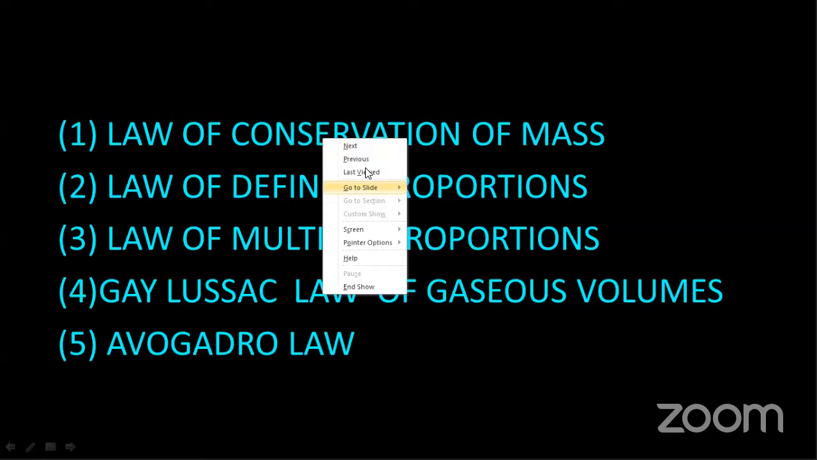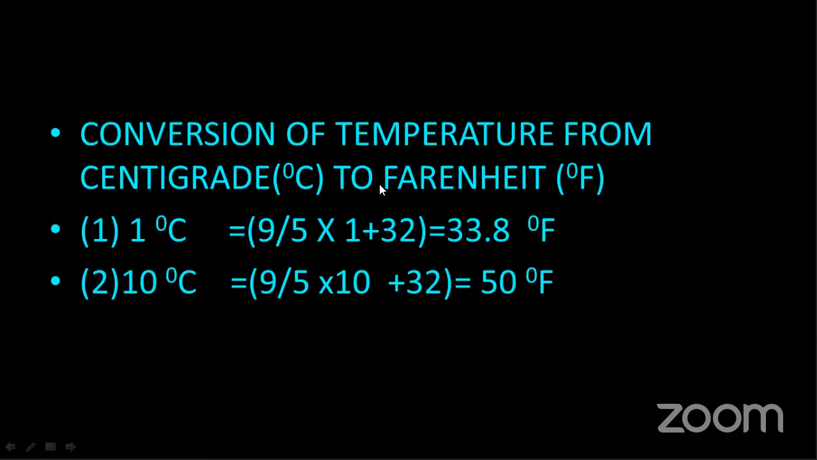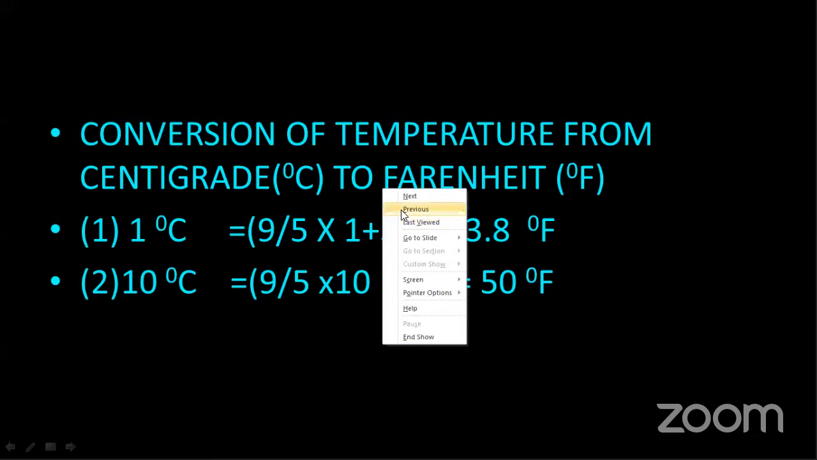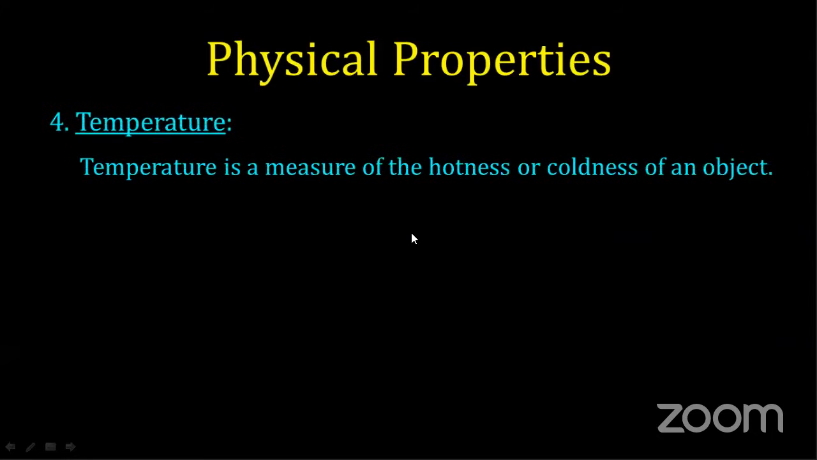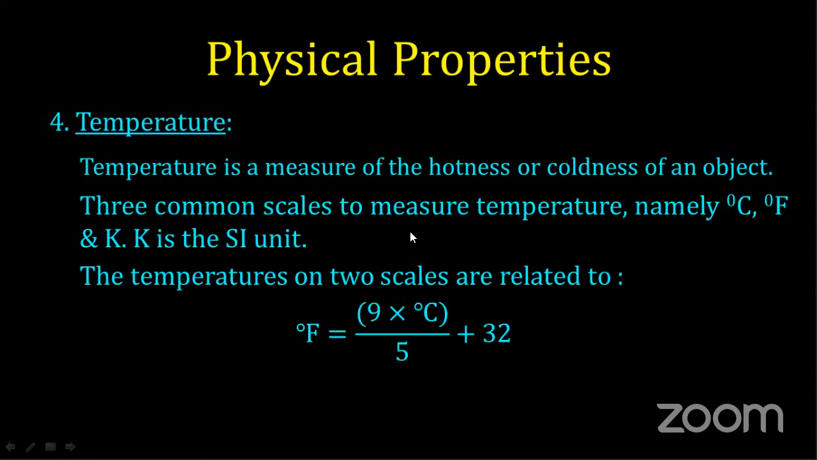Now, if you remember, the formula was degree Fahrenheit is equal to 9 into temperature in degree Celsius upon 5 plus 32. So this is the formula by which we can convert temperature from degree Celsius to degree Fahrenheit.